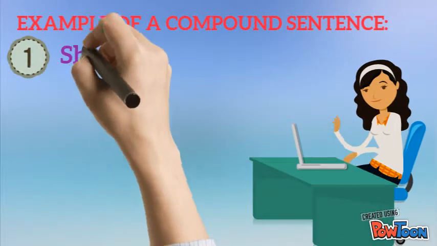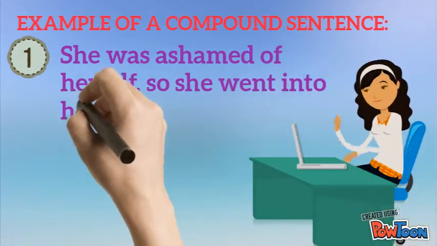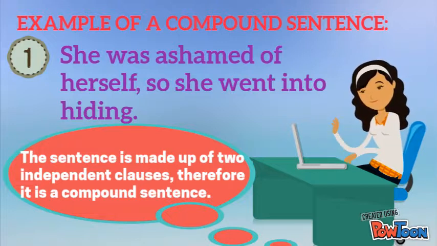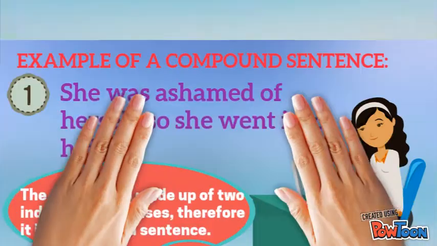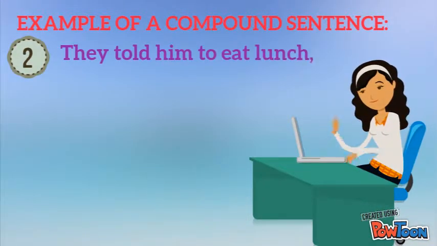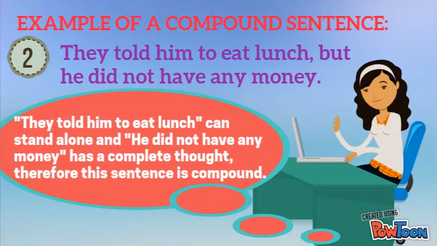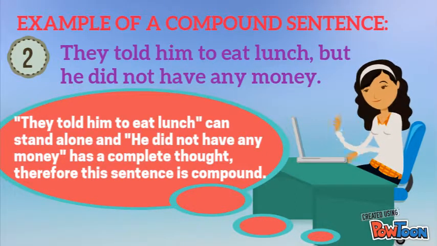Example number 1. She was ashamed of herself, so she went into hiding. The sentence is made up of 2 independent clauses, therefore it is a compound sentence. Example number 2. They told him to eat lunch, but he did not have any money. They told him to eat lunch can stand alone, and he did not have any money has a complete thought. Therefore, this sentence is compound.